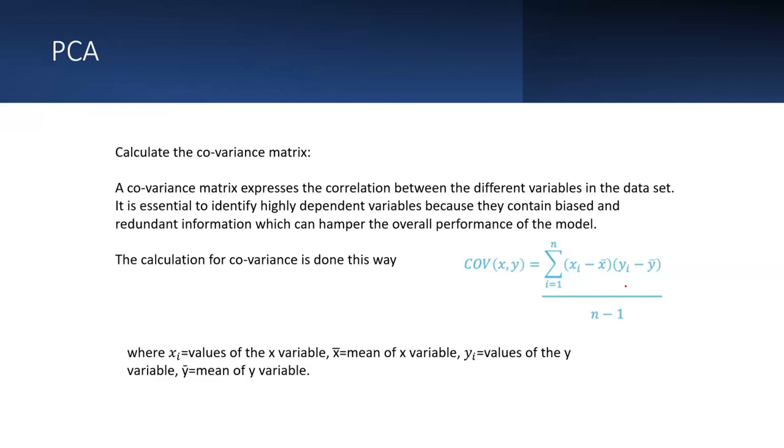Calculate the covariance matrix. Covariance we can also find in Excel. There is a formula in Excel as well. You can easily type the equal sign, COV, and then find it by selecting both sets of data, or you can find it manually by this formula. The covariance matrix expresses the correlation between the different variables in the data set. It's essential to identify highly dependent variables, because they contain biased and redundant information which can hamper the overall performance of the model. So what is the variance? Variance, we already know, is the variation from the standard, or from the mean.